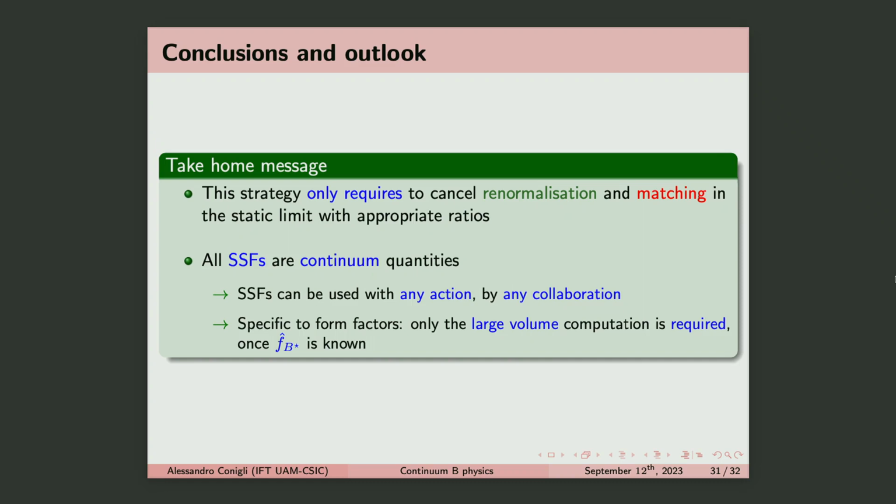So the take-home message of this talk is basically that this strategy only requires building some quantities that properly cancel the renormalization and matching coefficients that diverge in the static limit. In particular, what we computed, these step scaling functions, are continuum quantities. As a result, they can basically be used with any action and by any collaboration. And what I want to highlight is that, specific to the form factors, only the large volume computation is required once the step scaling function between FB star and FB star are known.